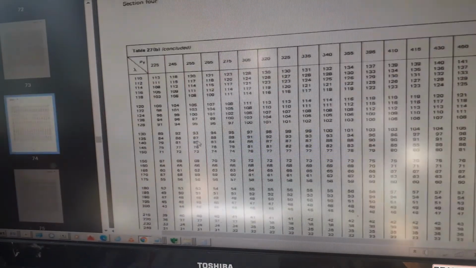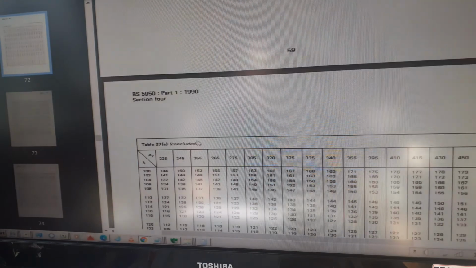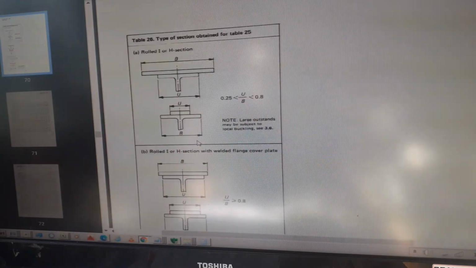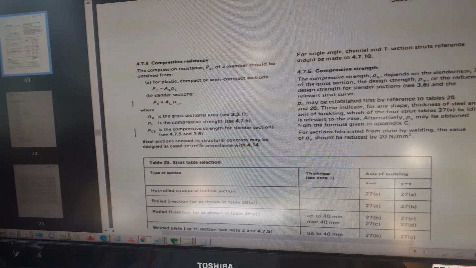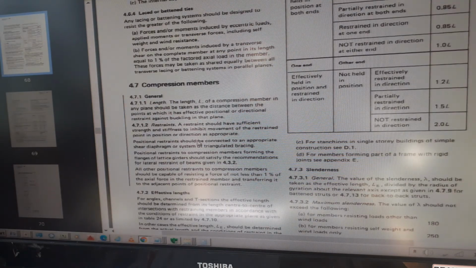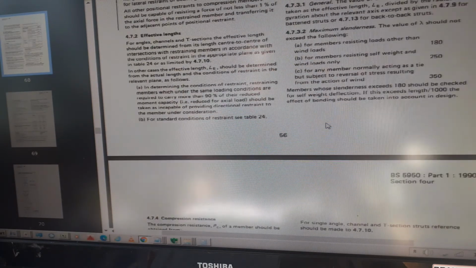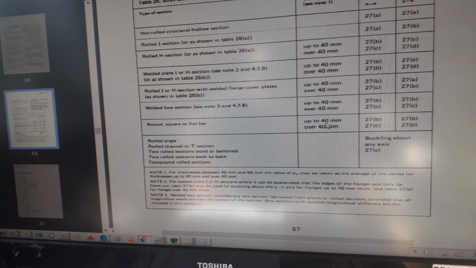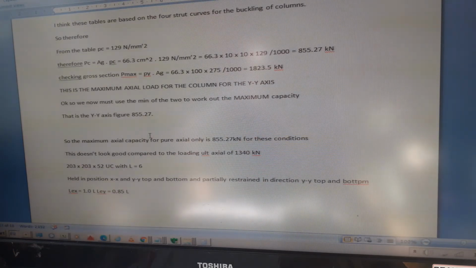That's these tables, table 25, table 27 in BS 5950, using, it's basically clause 4.7, isn't it? Compression members, in BS 5950, compression members, and yeah, so it's looking like this column can't resist the ultimate loading of 1340, because 855 is a lot less.